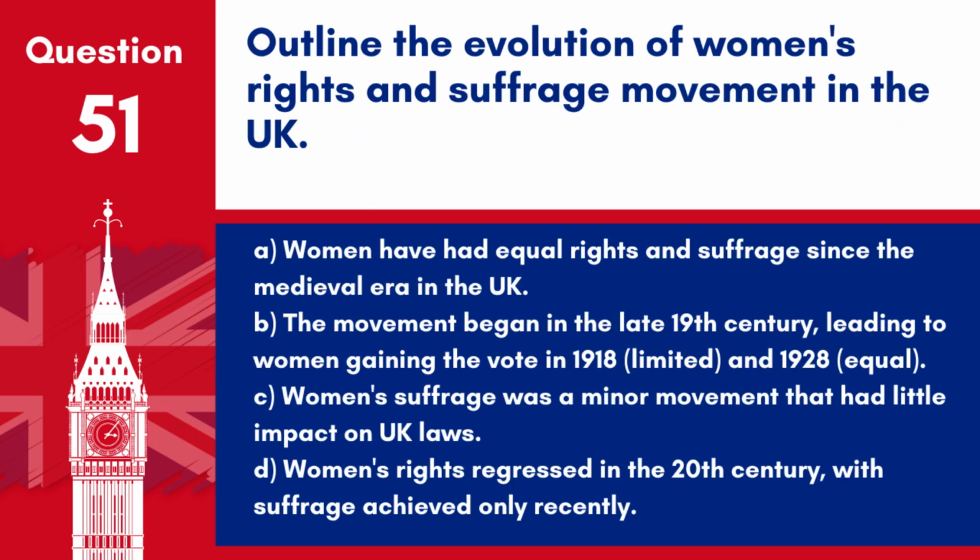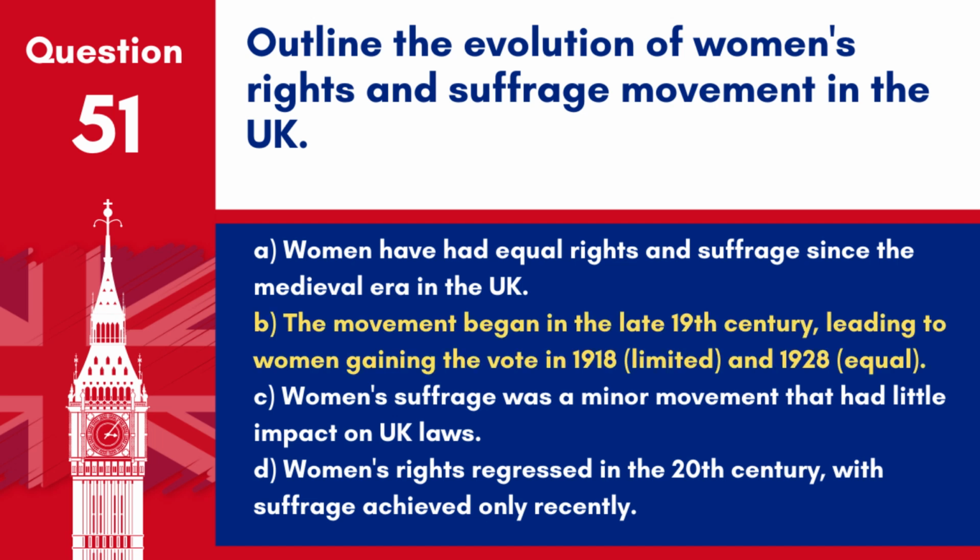Question 51. Outline the evolution of women's rights and suffrage movement in the UK. A. Women have had equal rights and suffrage since the medieval era in the UK. B. The movement began in the late 19th century, leading to women gaining the vote in 1918, limited, and 1928, equal. C. Women's suffrage was a minor movement that had little impact on UK laws. D. Women's rights regressed in the 20th century, with suffrage achieved only recently.